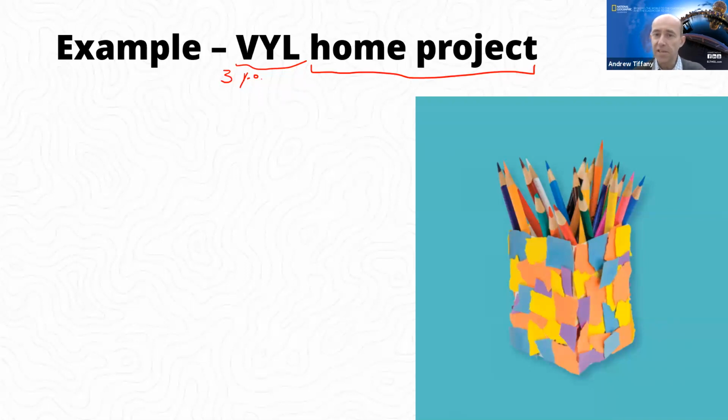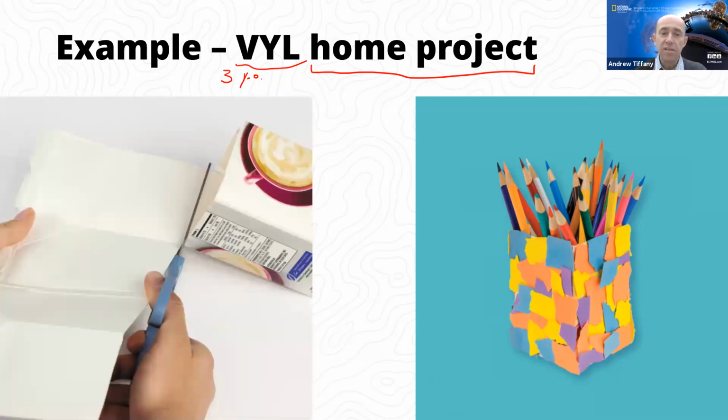So I think you can see this is like a pencil holder, okay? And how's this one made? Let's look at the kind of the steps. So this one uses some sort of carton. This looks like a juice or a milk carton here, or a tea carton or something like that, cardboard, right?